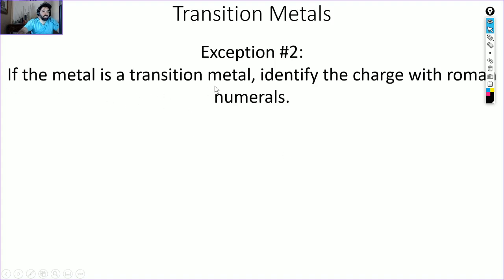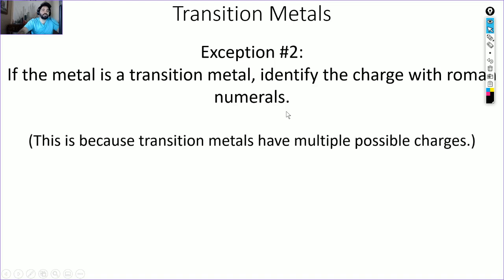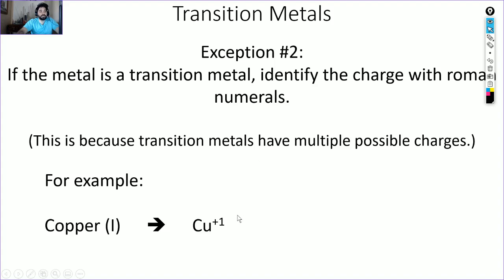So if the metal is a transition metal, identify the charge with the Roman numeral. The reason we call them transition metals is because they actually can have multiple charges. They could have a +1 charge or a +2 charge, a +7 charge. They can have some ridiculous charges. For example, copper +1 or copper +2, right? Copper can form 2 different ions, and the way we show that is with the Roman numeral right here, copper 1 and copper 2.